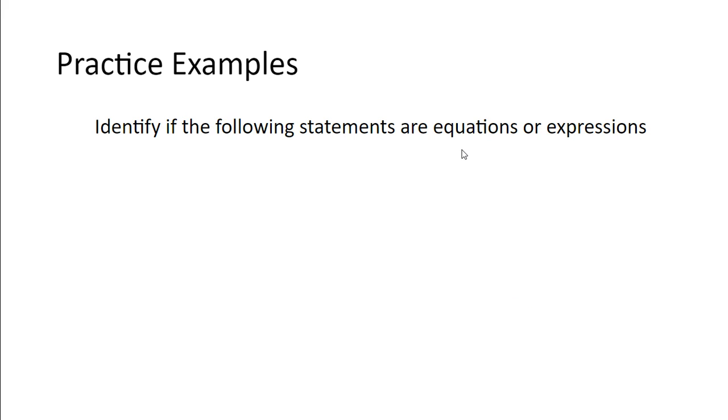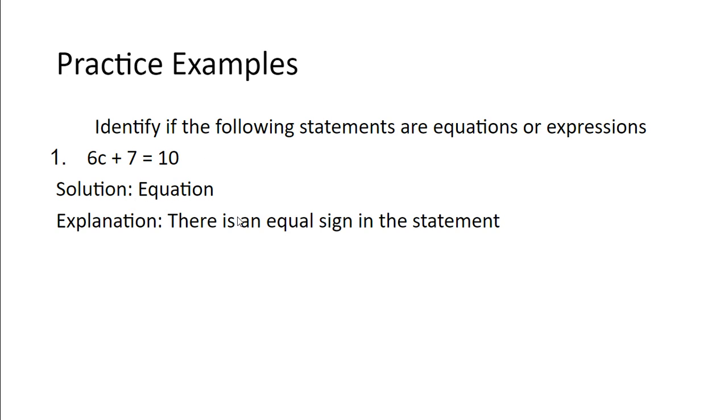Okay, so these are some practice examples. I want you to make sure that you're filling in steps 1 and 2 for your practice, and then showing me the steps that you're doing for steps 3 and 4, which is indicating the solution. So for example, if I have 6c plus 7 equals 10, okay, this is an equation. There's an equal sign in this statement. So this is just identifying what this is. And if we were going to solve this, this is a two-step equation. So we would have to do a couple of things. We would subtract first, and then we would divide. Okay, and now this is an example of an expression here.